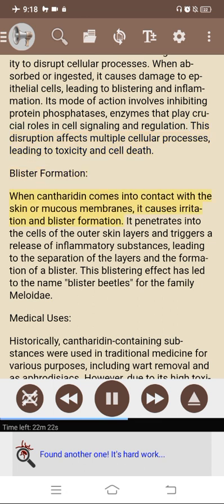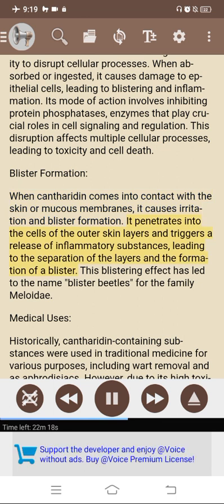Blister formation. When cantharidin comes into contact with the skin or mucous membranes, it causes irritation and blister formation. It penetrates into the cells of the outer skin layers and triggers a release of inflammatory substances, leading to the separation of the layers and the formation of a blister. This blistering effect has led to the name blister beetles for the family Meloidae.